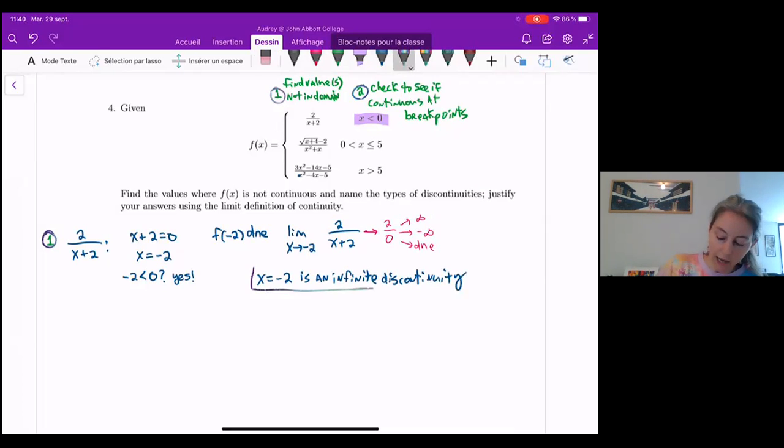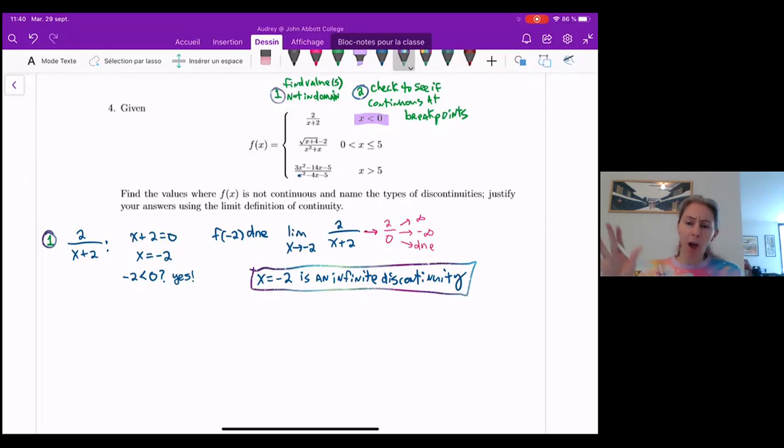Notice, again, I started off by writing the limit sign with my function. That's important. If you don't do that, then you are not doing the correct thing. If you just write down, oh, let me see, 2 over 0 on the side right there, therefore infinite discontinuity, that is not right. Because this is telling you to justify your answers using the limit definition of continuity. So we really need to push on that. We really need to say, okay, the limit gives me this constant over 0. The limit is infinite. Therefore, it's an infinite discontinuity. I need to see your limit.